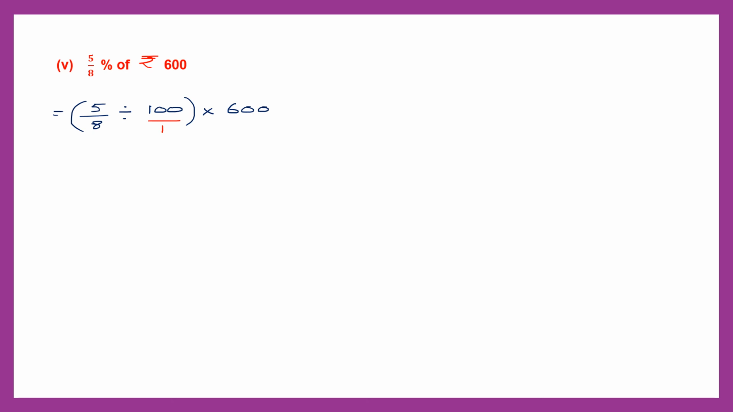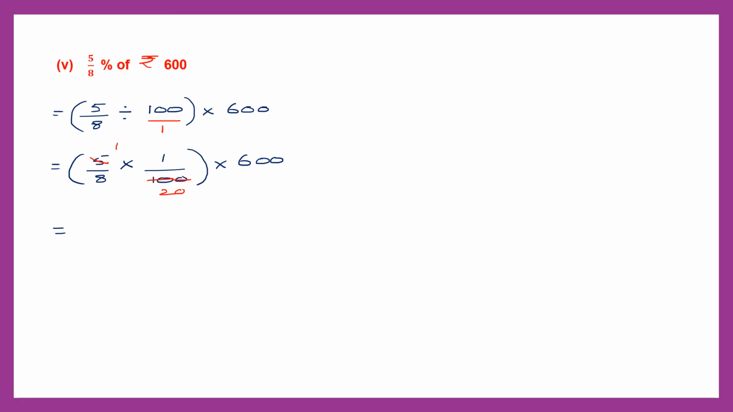Now let's work out what's given within brackets here. So let's keep the brackets. 5 by 8, division changes to multiplication. 100 by 1 becomes the reciprocal, 1 by 100. Close brackets. Now outside you have 600. Now here cancel whatever you can. We can cancel 5 and 100. 5 ones are 5, 5 twos are 10, and put the 0, 20.